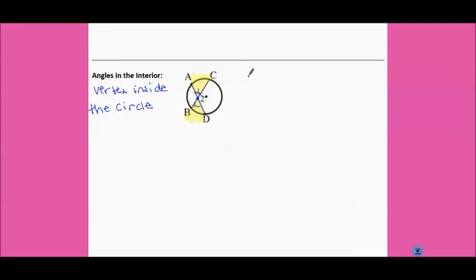So the angle will equal half of the two arcs combined that it intersects. So in this example, the measure of angle 1 would equal half the measure of arc AC plus the measure of arc BD. So let's look at some examples.